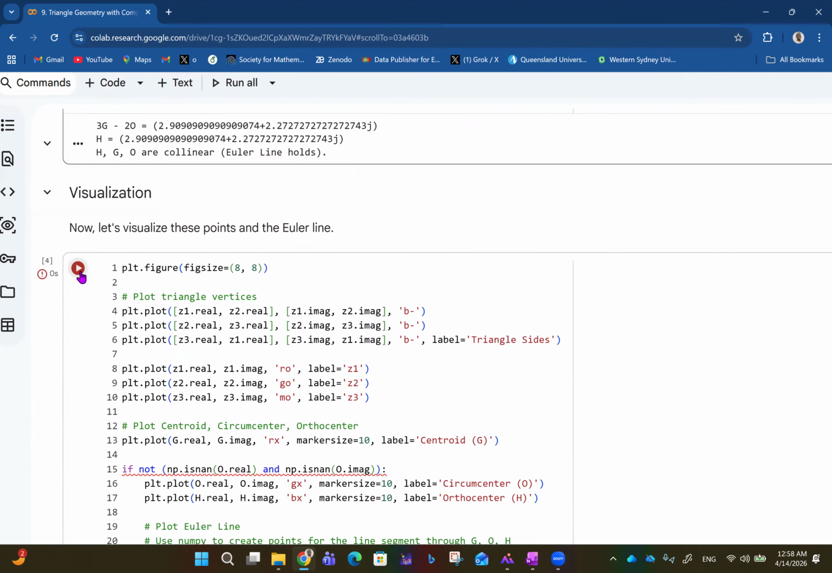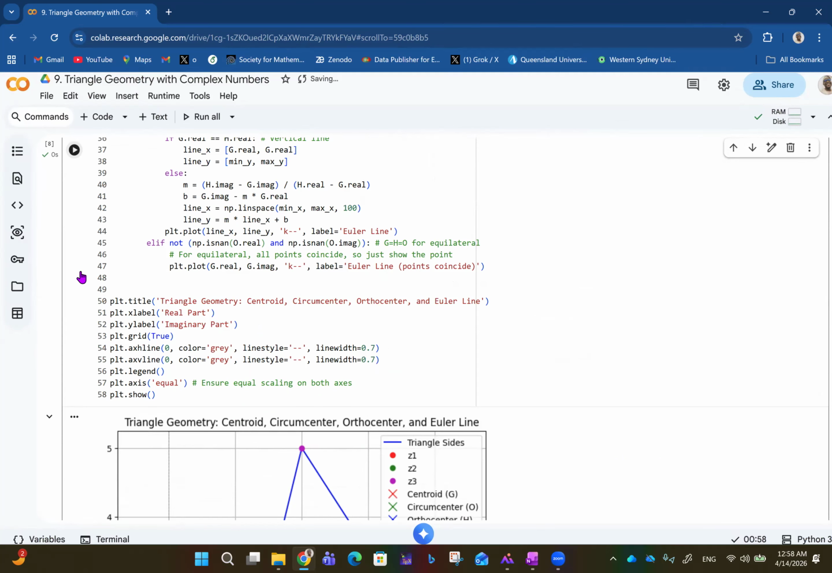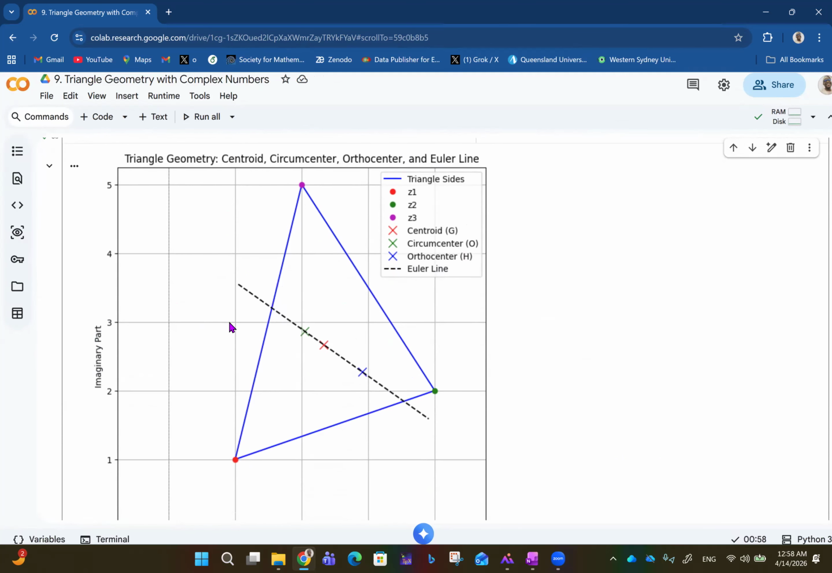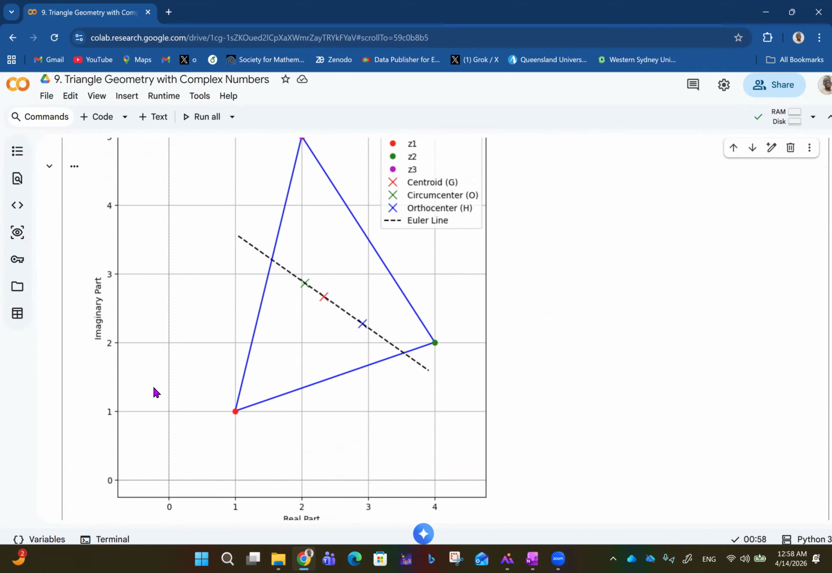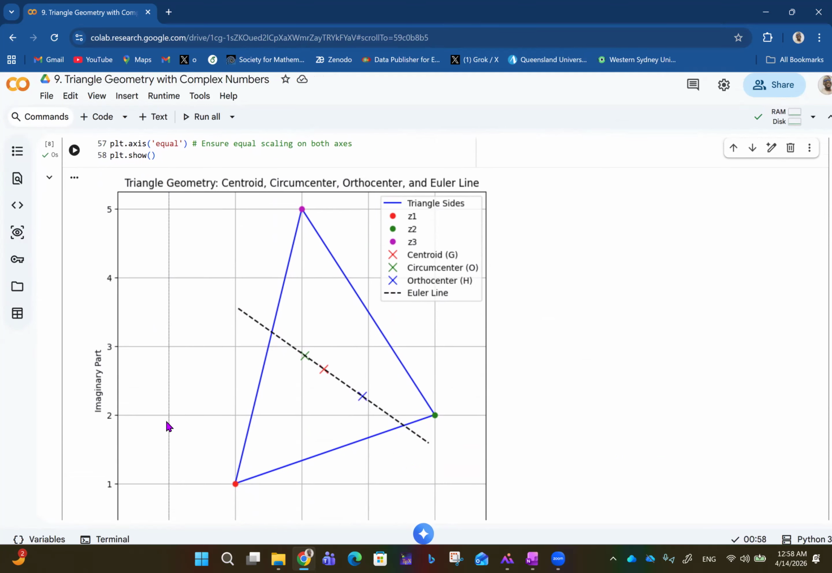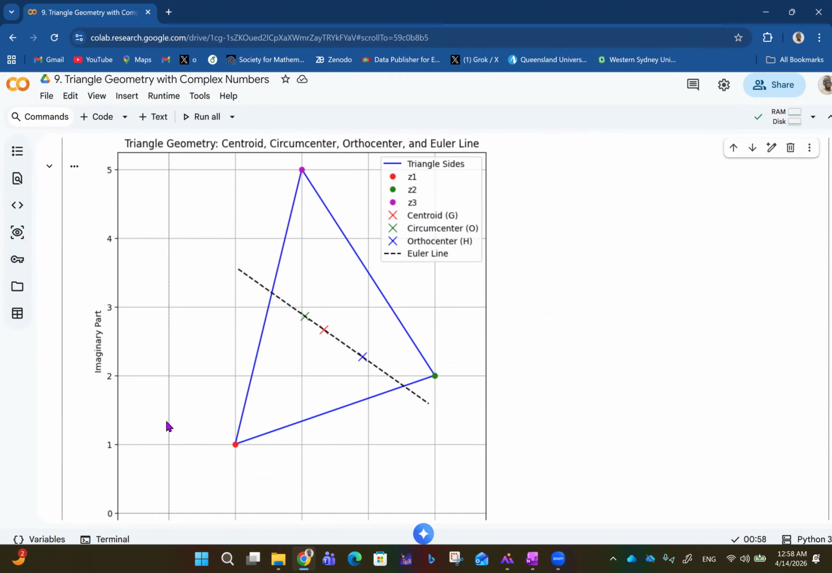Yeah, finally. So imagine you have your triangle this way. The blue lines are the triangle sides. So point Z1, green Z2, and magenta Z3. And then the centroid is somewhere here. The second center is somewhere here. And the orthocenter is somewhere here. So all of them lie on the Euler line. This is the real part, and this is the imaginary part for all the points. So that's the representation of all of that.